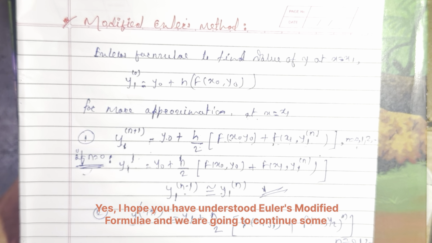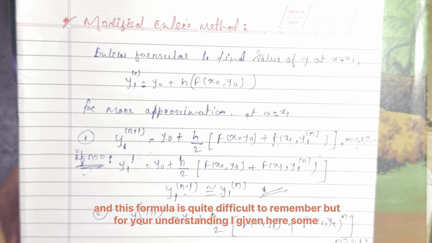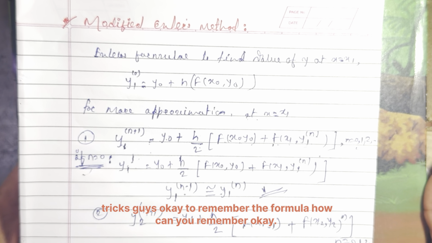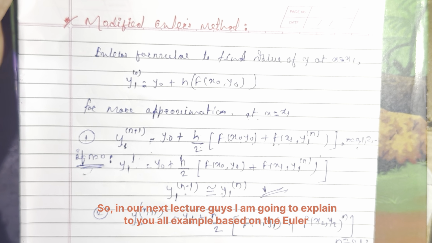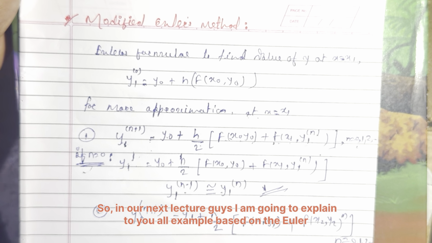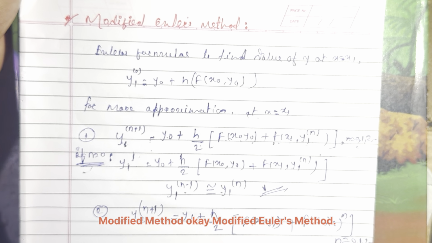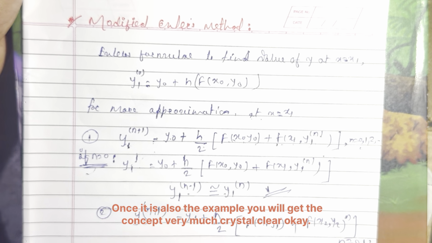We are going to continue with some examples based on this. Might be most of you are feeling that these equations and this formula are quite difficult to remember, but for your understanding I have given some tricks here to remember the formula. In our next lecture, I'm going to explain examples based on the modified Euler's method. Once you solve some examples, you will get the concept crystal clear.